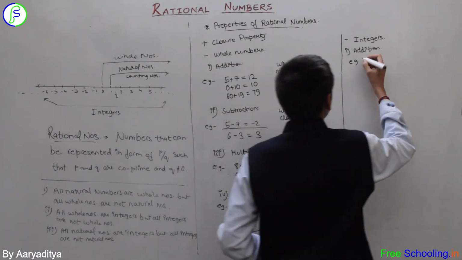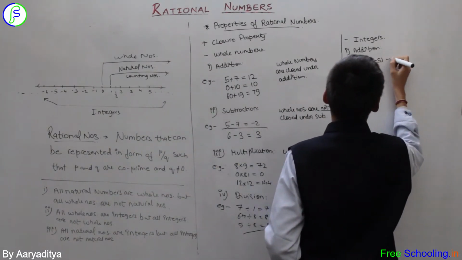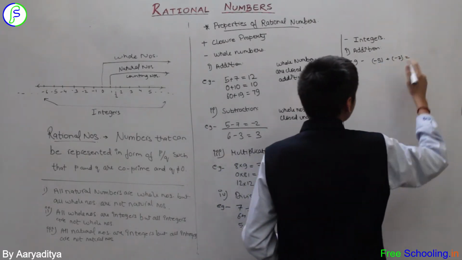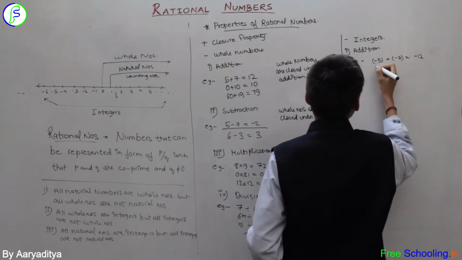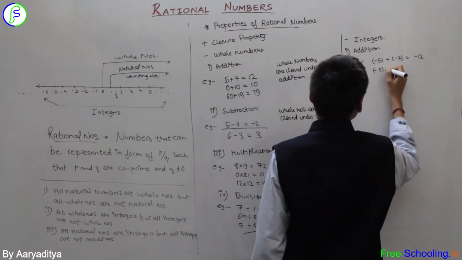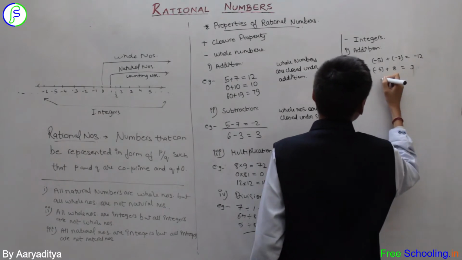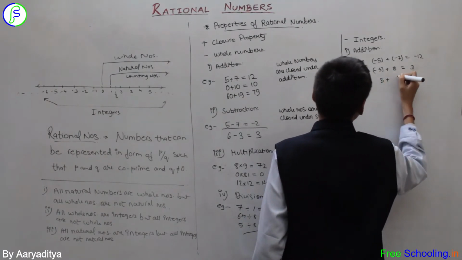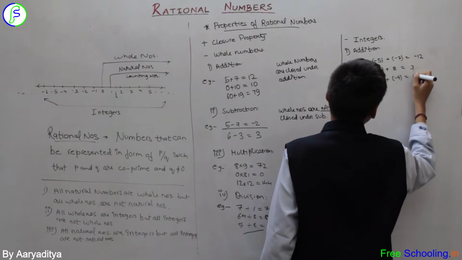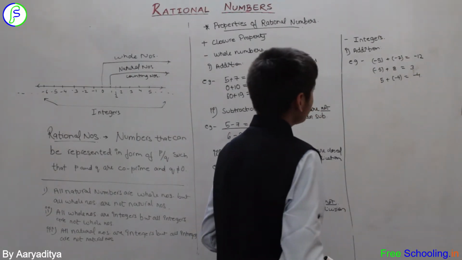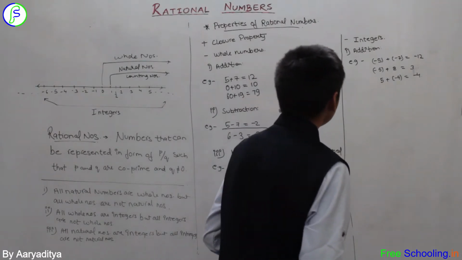Okay, suppose I take minus 5 plus minus 7. What will I get? I will get minus 12. Similarly, if I take minus 5 plus 8, I will be getting 3. And what if I take 5 plus minus 9? I will be getting minus 4. So here we can see that the sums that we have obtained are all integers.